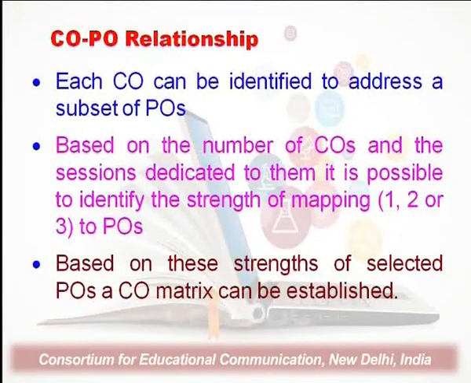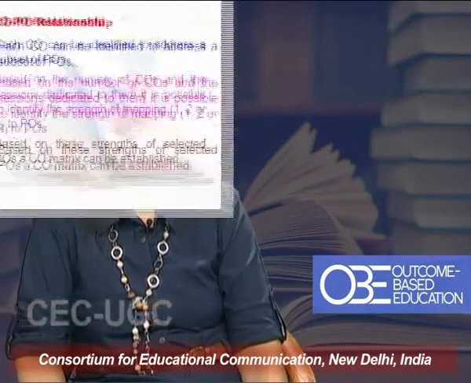Now let me give you the CO-PO relationship, that is, the main relationship between the course outcomes and the program outcomes. Each course outcome can be identified to address a subset of POs. Based on the number of the course outcomes and the sessions dedicated to them, it is possible to identify the strength of mapping of the POs. For the strength of mapping, 1 is low, 2 is moderate and 3 is superb. That means you are able to achieve the strength. So, if we move from 1 to 3, it shows the strength of the mapping of PO and COs. Based on these strengths, the selected PO-CO matrix can be established.